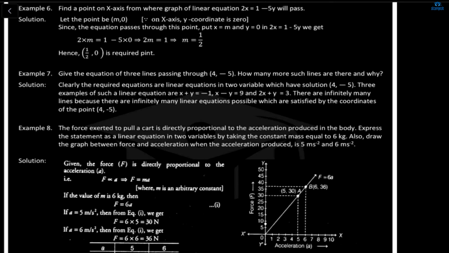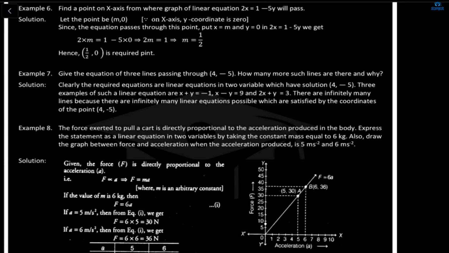So first tell me, Shazan, all this discussion is a waste. First tell me the equations. It is asking you 3 equations that will satisfy the point 4 comma minus 5. Now you have to form an equation. You can form any equation with respect to x and y, but it should be very clear that this point should satisfy that equation.